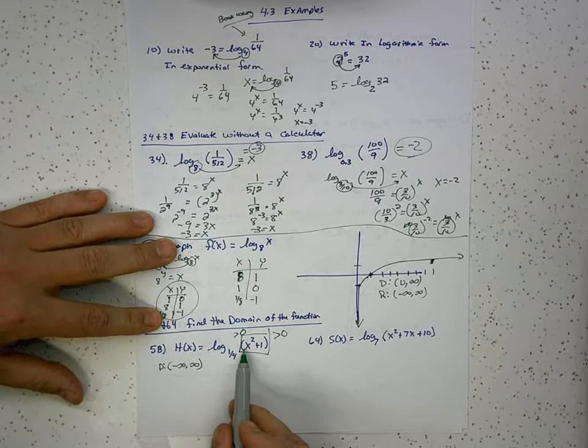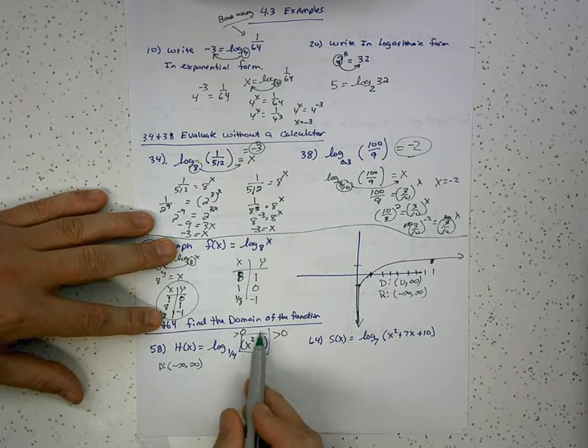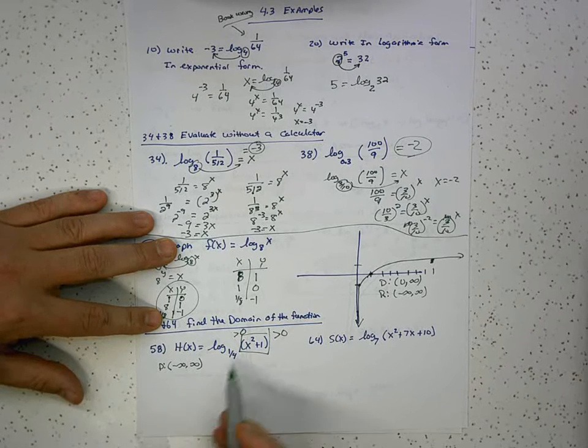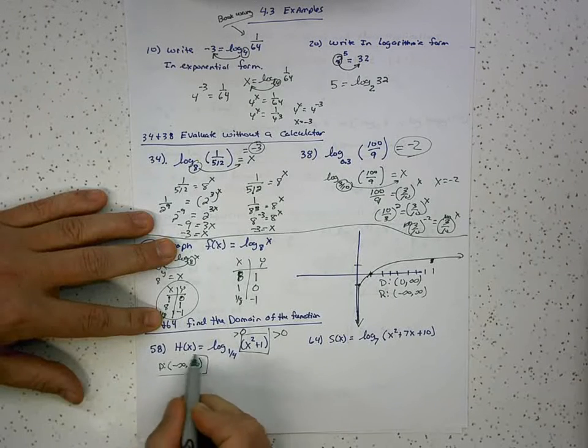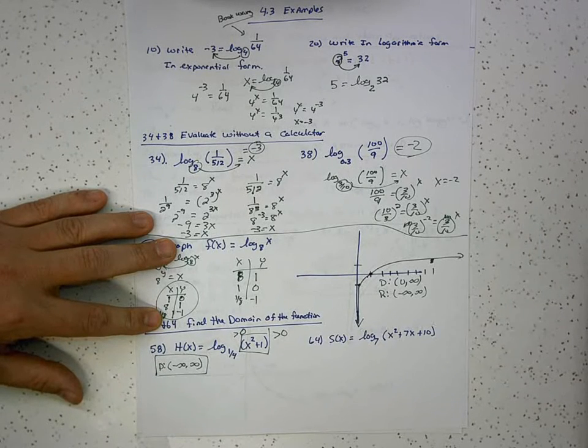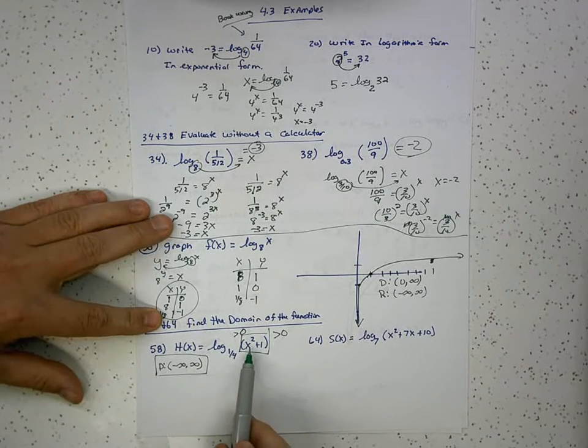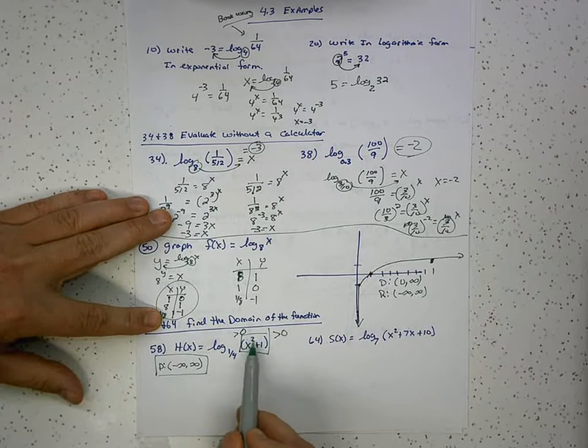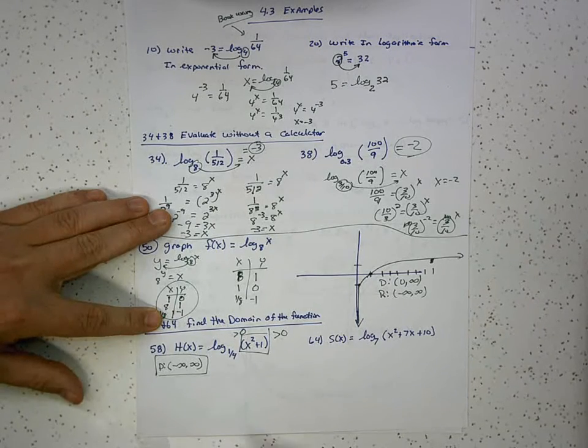Is there any number that I plug in here that's going to cause that to be negative? Well, when I square it, it's going to be positive no matter what it is. Add 1 to it, it's always going to be positive. So the domain of this one really doesn't change. It's going to be all real numbers, negative infinity to positive infinity. Now you're wondering, why is it different here than here? It's because of that squared. It's going to give you a little bit of a different graph there.